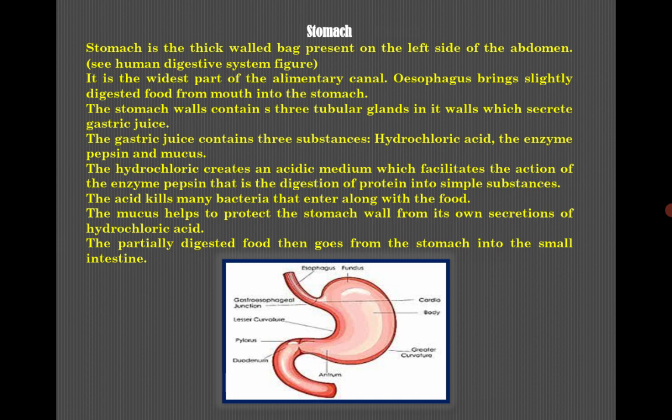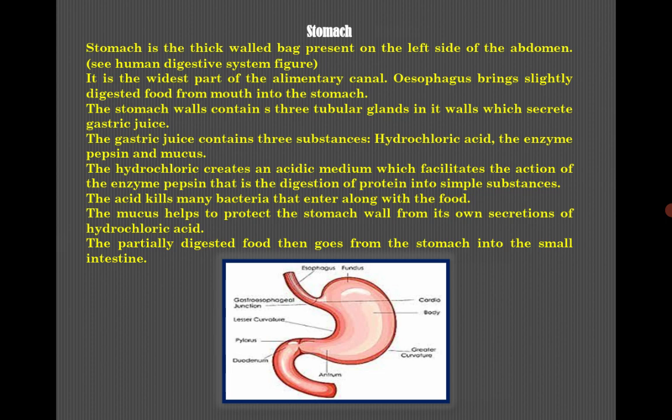The gastric juice contains 3 substances: hydrochloric acid, the enzyme pepsin, and mucus. The hydrochloric acid creates an acidic medium which facilitates the action of the enzyme pepsin, that is, the digestion of protein into simple substances. The acid kills many bacteria that enter along with the food. The mucus helps to protect the stomach wall from its own secretion of hydrochloric acid.